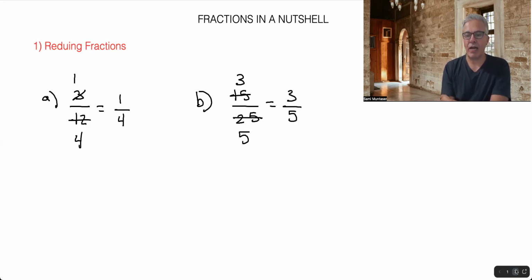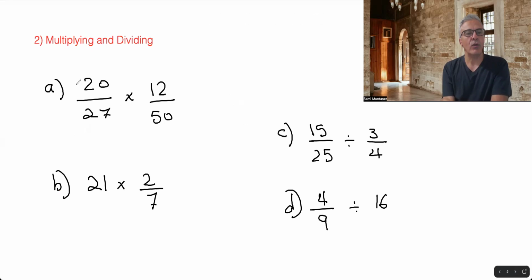So this is reducing fractions, and that is very important. You always want to reduce fractions before even going to the next step when you're doing other operations besides just reducing fractions. So here we have 20 over 27 times 12 over 50. Usually we look to reduce diagonally if we can, this way and this way.